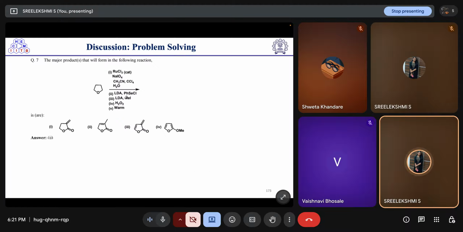Now the next question, major product that will form in the following reaction. Again, the same reaction which we have seen. Firstly, ruthenium chloride, NaIO4, acetonitrile, CCl4, water. Then in the second step, LDA, phenyl selenium chloride. Third step, LDA and methyl iodide. Fourth step, H2O2, and last is warm. So the answer is already visible here. Try to think how we can get this with all these reagents.